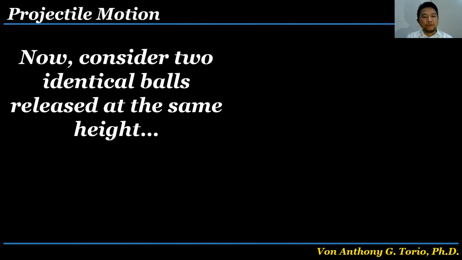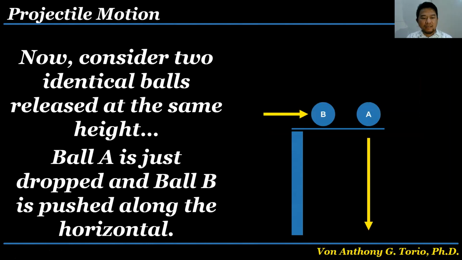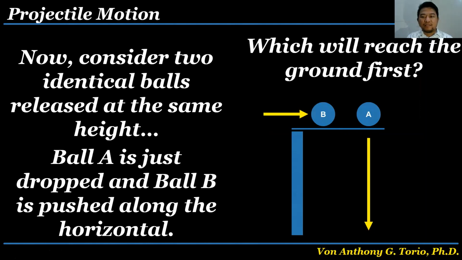Now, let us consider two identical balls released at the same height, say balls A and B. Ball A is allowed to fall freely, and ball B is given a force along the horizontal. So the big question here is, which do you think will reach the ground first? Will it be ball A or ball B? Or will the balls reach the ground at the same time?